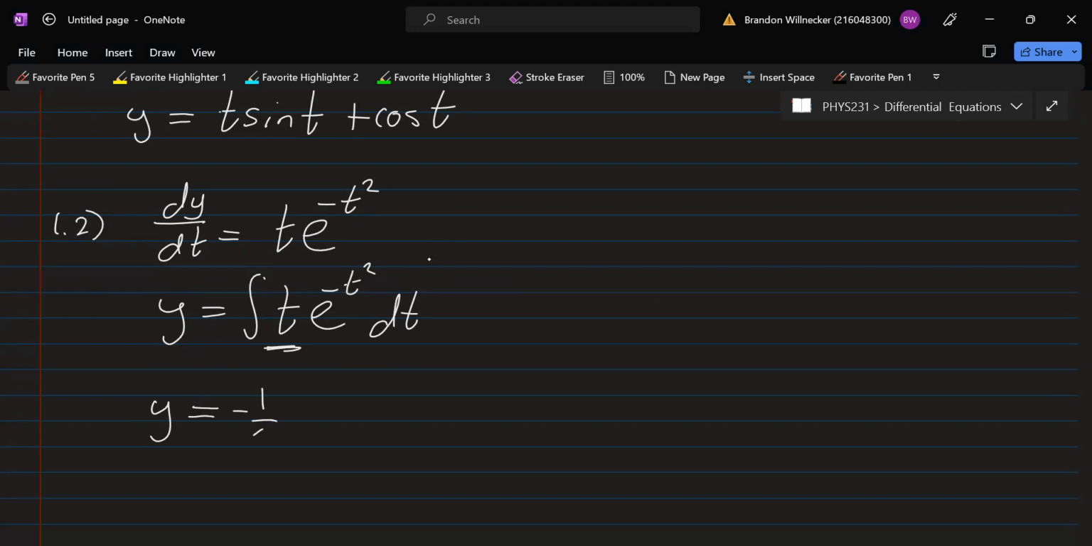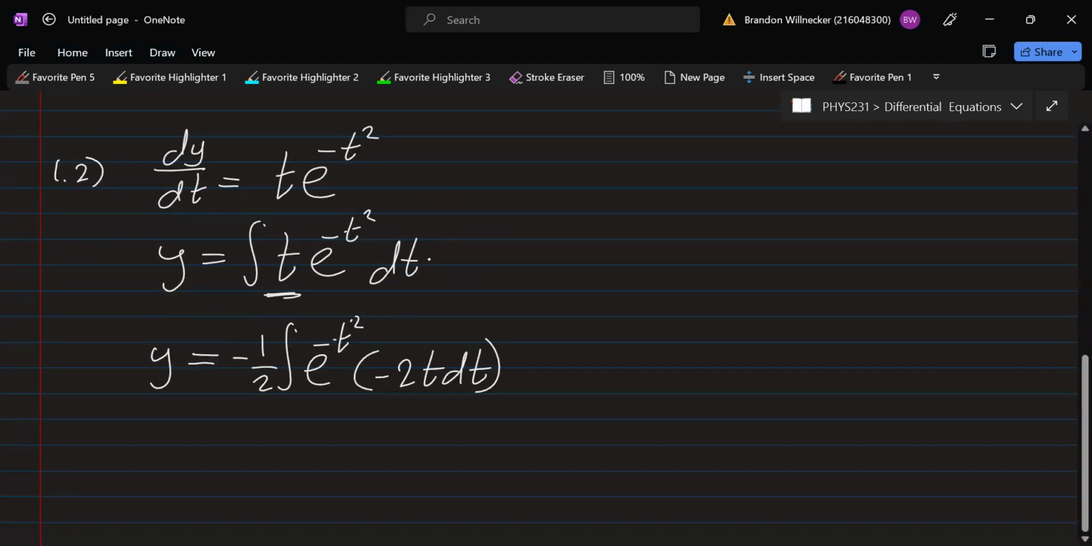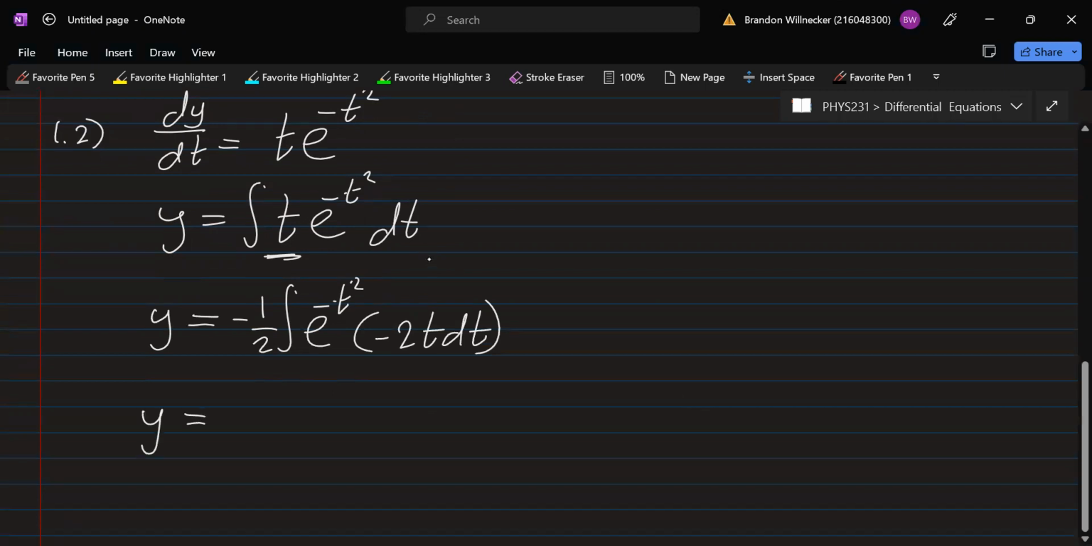So we're going to have minus 1/2 integral e to the minus t squared, and then minus 2t dt. I'm just grouping that together to show what we would have if we did a u substitution. But now notice that this takes the form of e to the u du, which if you do a u substitution, becomes very easy to solve. So this just becomes y is equal to minus 1/2 e to the minus t squared plus c.